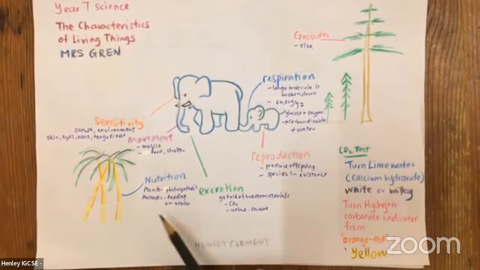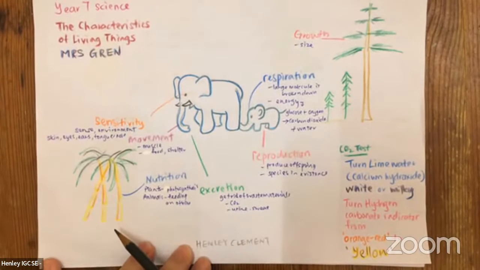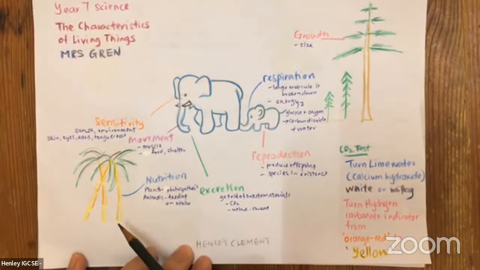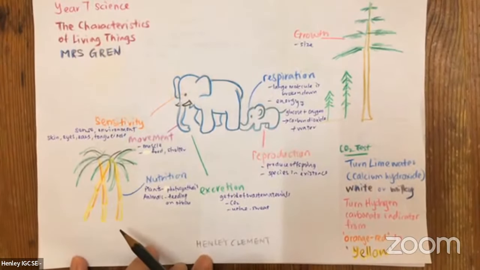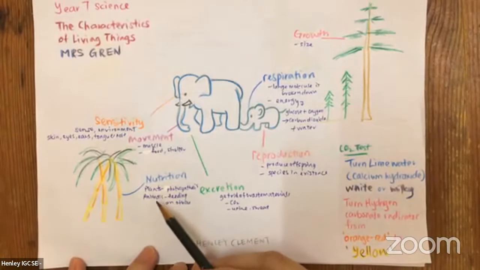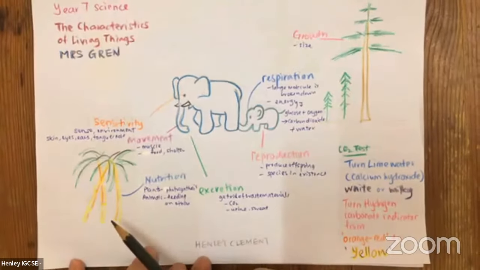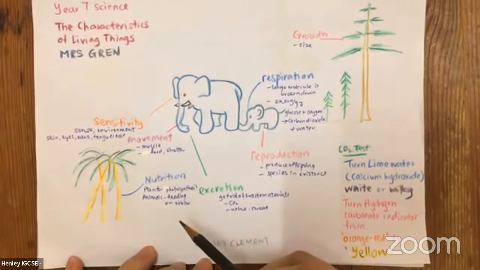Next, you can see nutrition. Here, this is the sugar cane. I'm trying to draw the sugar cane, if you can recognize my sugar cane. The plants use photosynthesis to make their own food, and animals will be feeding on others.